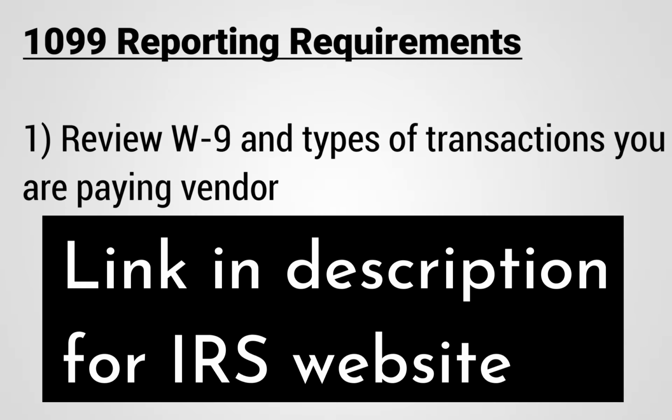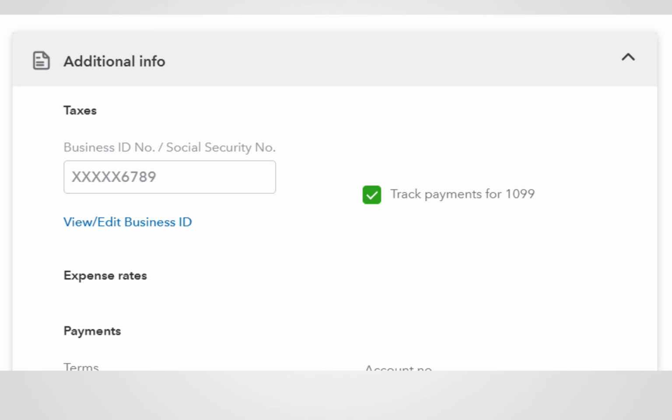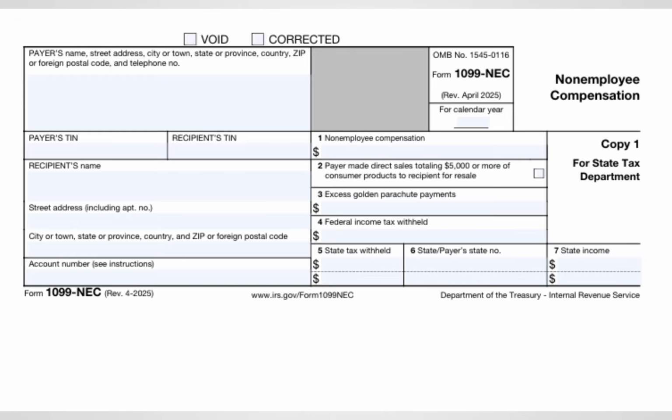You have the tax ID information. You have figured out whether those transactions are 1099able. Now you want to look to your system and make sure you select all the necessary checkboxes or setup items so that your vendor will generate a 1099 at the end of the year when you need to generate 1099s. And here's QuickBooks as an example. I've entered the tax ID for my vendor, and I've checked the box that says track payments to generate a 1099 at the end of the year.